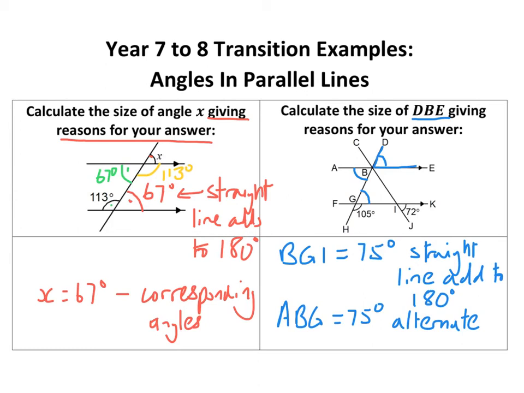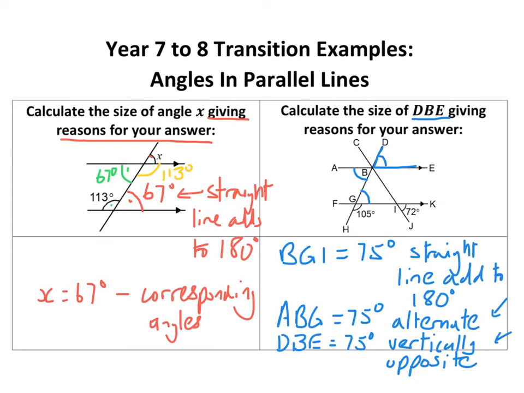And then I would go for DBE. DBE equals 75, and you say vertically opposite angles are equal. I'm just going to put vertically opposite to ABG. Part of the reason I've done it that way is that there are quicker ways of doing that. Now, you need to really put full sentences here, but I haven't got the room.